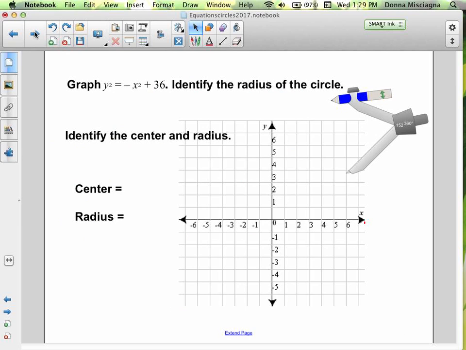This one is not in your notes. It's also not in standard form. What would I have to do to put this in standard form? Well, since Anna's at the yellow table, anybody at the yellow table, Anna, what would I have to do to put this in standard form? And very softly she said, add x squared. All right, so we're going to add x squared to the other side. x² + y² = 36 is now in standard form.